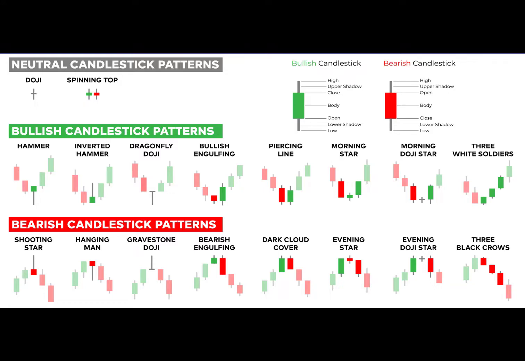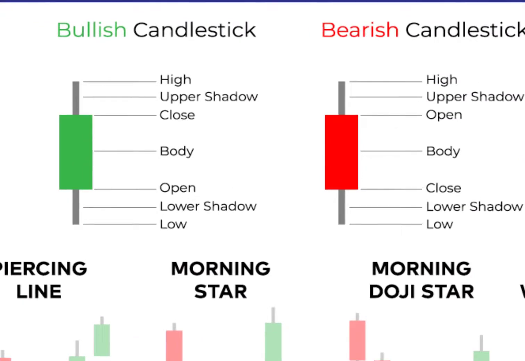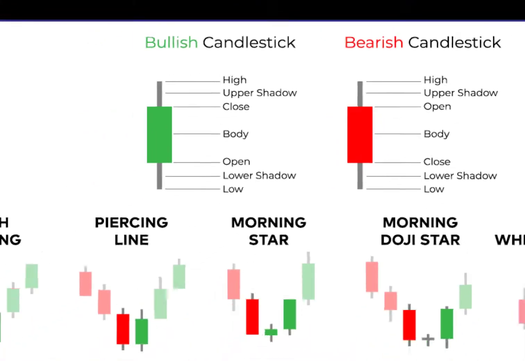It has three basic features. The body, which represents the open to close range. The wick, or shadow, that indicates the intraday high and low. The color, which reveals the direction of market movement. A green or white body indicates a price increase, while a red or black body shows a price decrease.